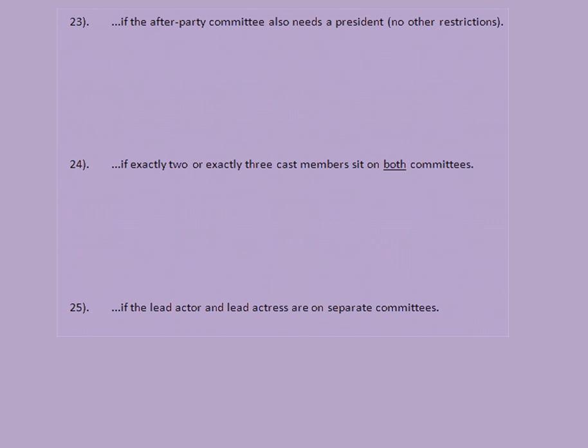In 23, the after-party committee also needs a president. So we're going to start by first making our committees like we did before. There's no restriction, so it should start the exact same way as number 21 did.